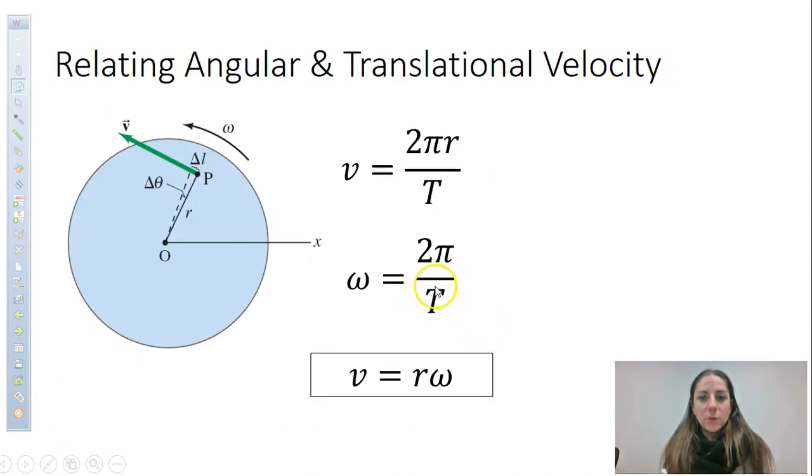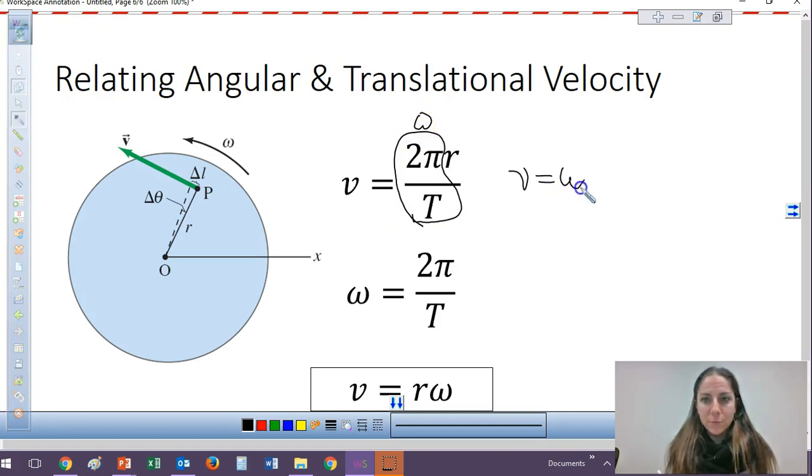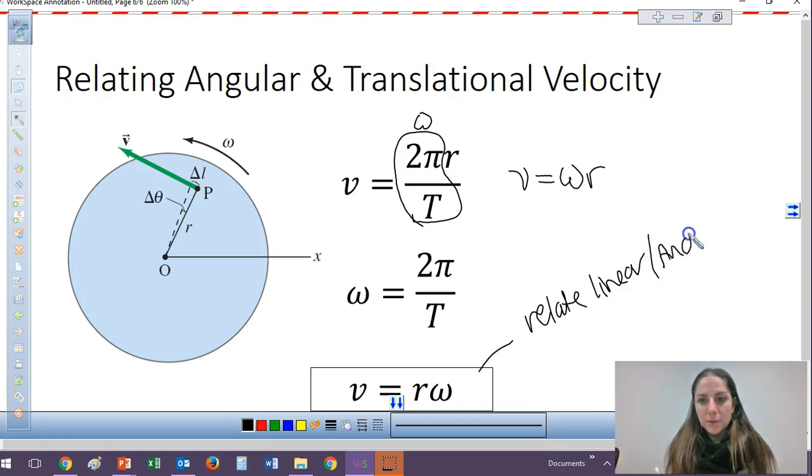So if you notice, when we studied circular motion, we said the linear velocity is 2 pi r over t. And then the angular velocity is just described as 2 pi over t. So notice essentially, if I take this piece right here, which is omega, I could write v as omega r. So we can relate linear and angular velocity here through this equation, which is incredibly helpful for energy and momentum.